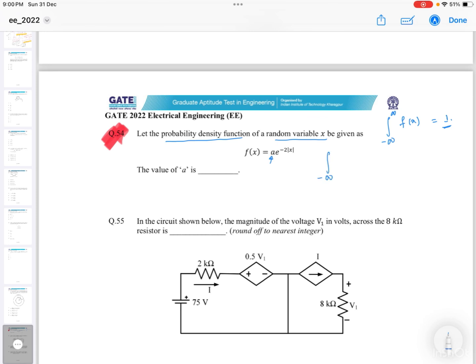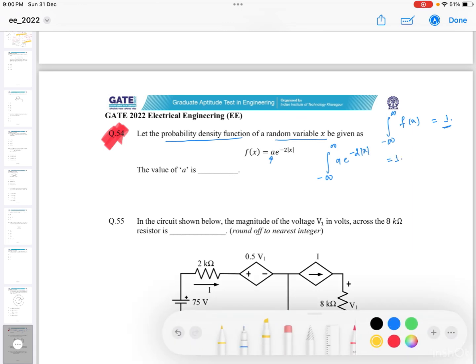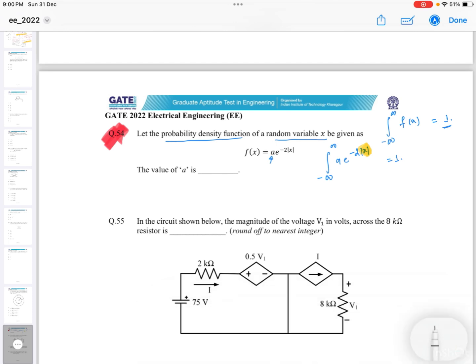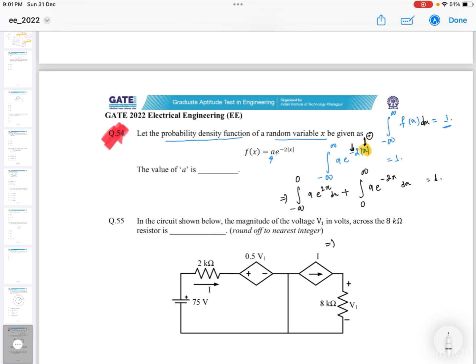So the area from minus infinity to infinity of a e to the power minus 2 mod x should be equal to 1. Now how can we open up this mod? That depends on what value this mod takes, right? If this mod is taking a negative value, then we are going to open it up with a negative sign. So from minus infinity to 0, it is going to take a negative value, so we will open up the mod with a negative, so it is going to be overall plus, because this minus is already there. And from 0 to infinity, this x is taking a positive value. That means this mod will open up with the positive value, and here this negative sign is already there, so this is going to be e to the power minus 2x dx, right?